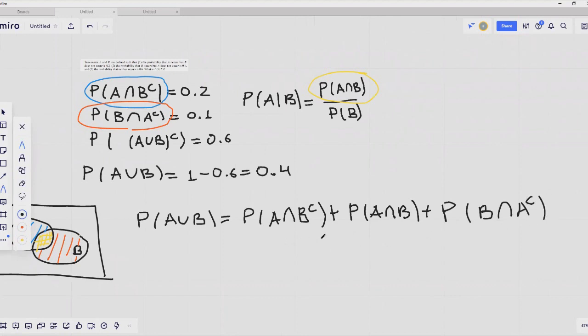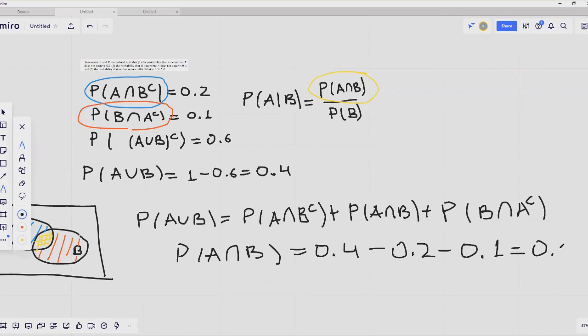Okay, so from this equation here, the only unknown is the probability of their intersection, which might be expressed as the probability of their union, which is 0.4, minus the probability of A intersection with B complement, 0.2, minus the probability of B intersection with A complement, which is 0.1. So the probability of their intersection is equal to 0.1. Next step, we found our numerator. It is equal to 0.1.